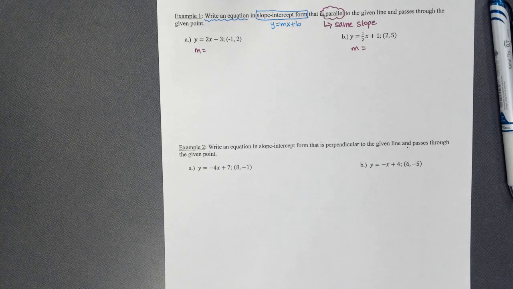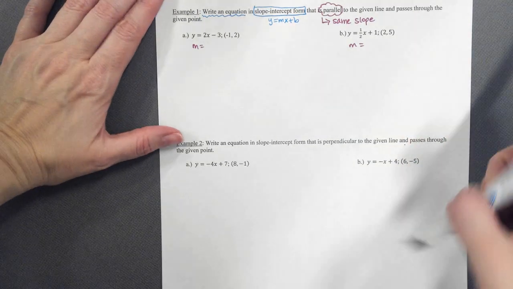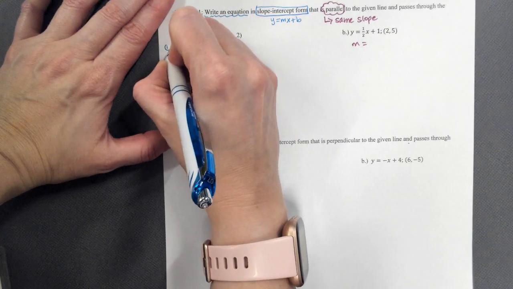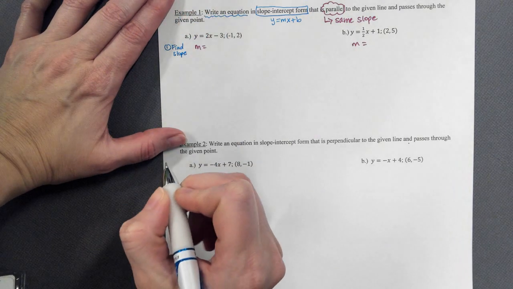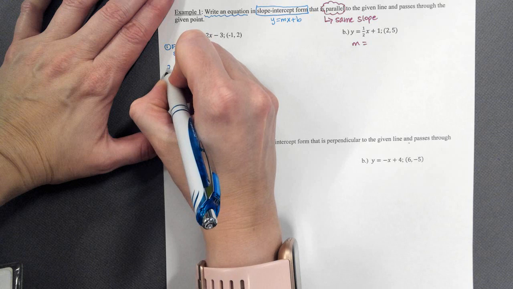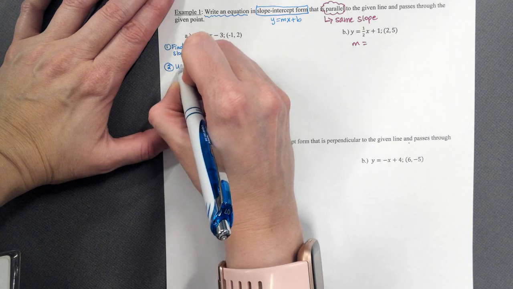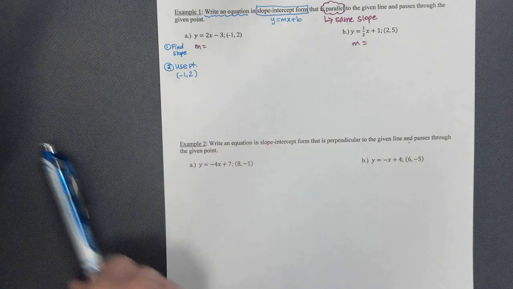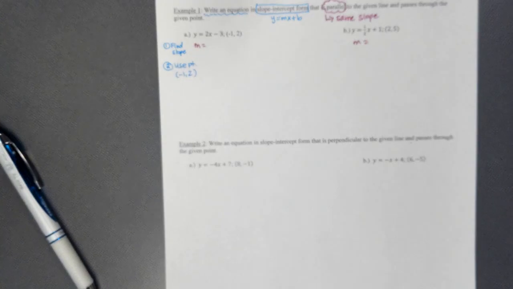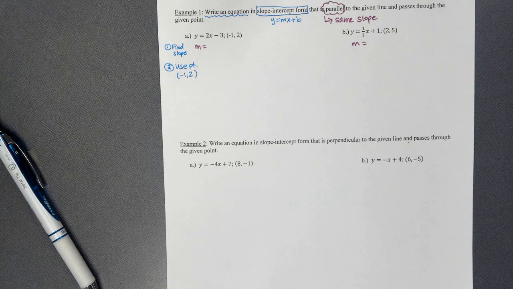Okay, and then I'll write the instructions down for you. So we're going to find slope. And then I'll help you with step 2. So I just want you to do the first step. So write down your m equals for both of them. So just tell me what your slope is for each one.